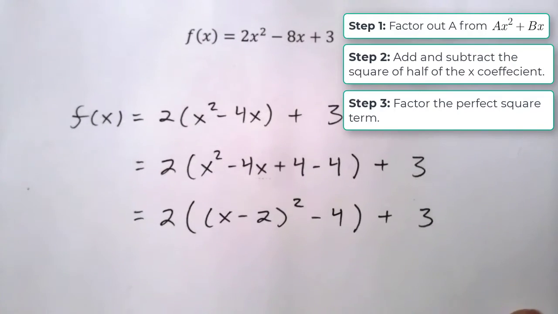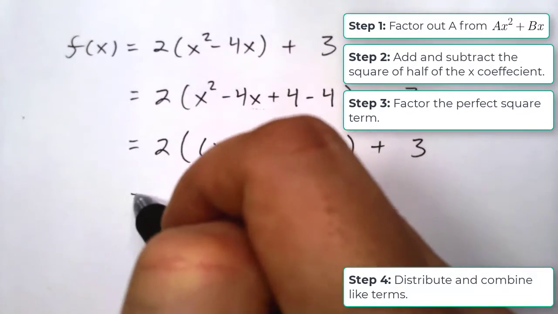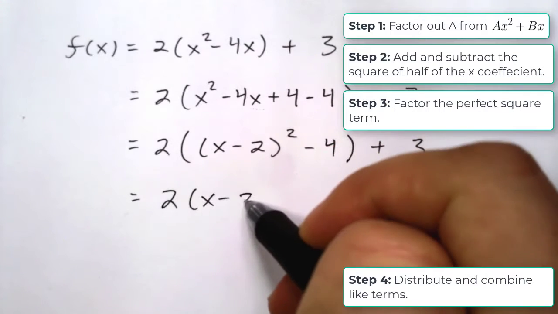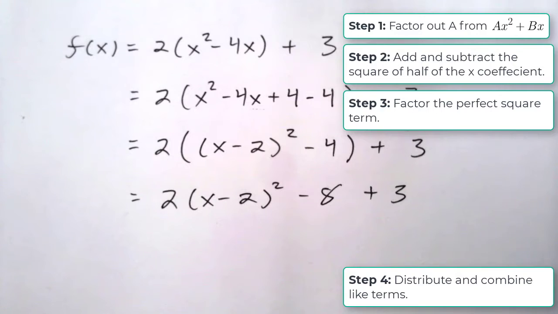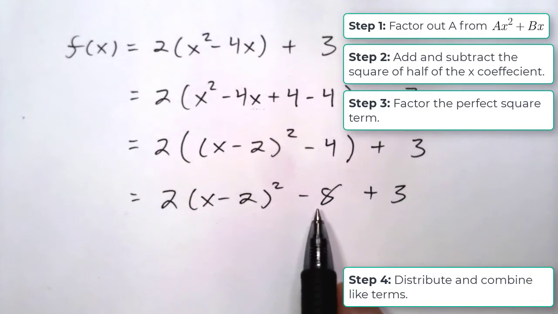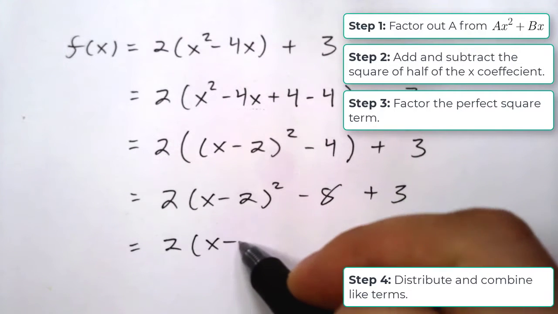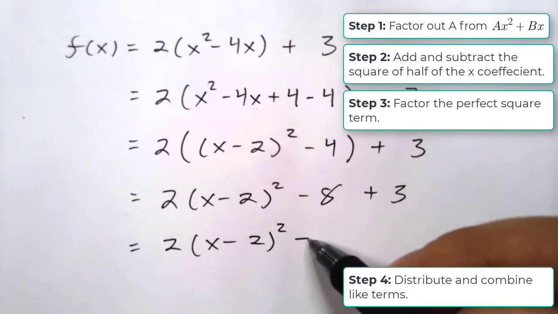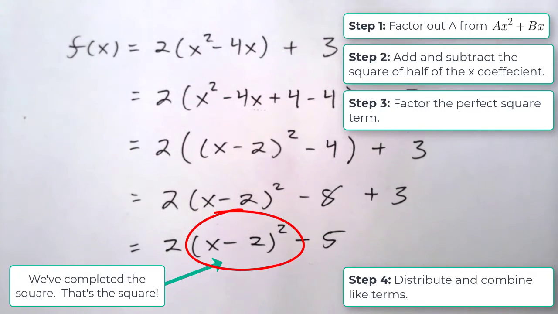Okay, great. Now what we need to do is distribute this 2 back through. All right, so now we have some like terms. We can combine the -8 and the 3. And we have finished. We have completed the square.